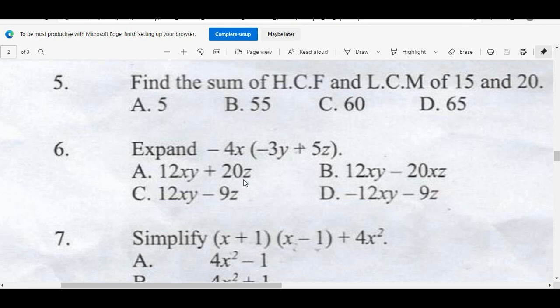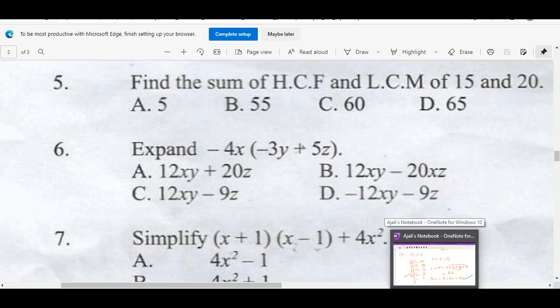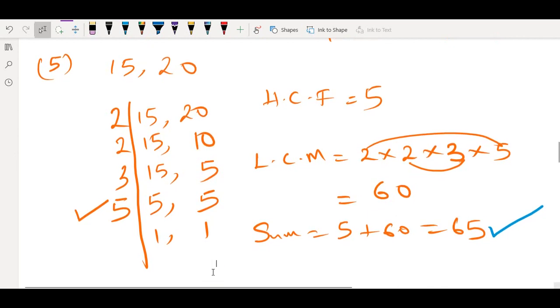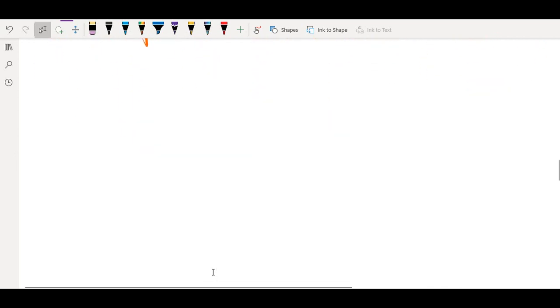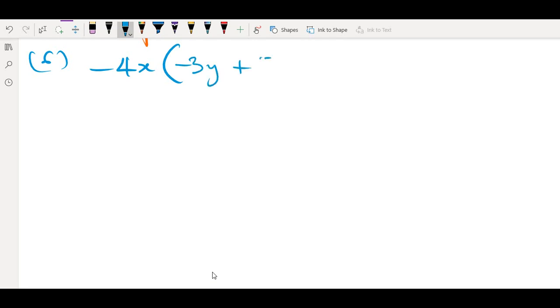What's the answer? Option what? Option B. Okay, please, you detail the question for me so we'll solve together. Number 6. Expand minus 4x open bracket minus 3y plus 5z.